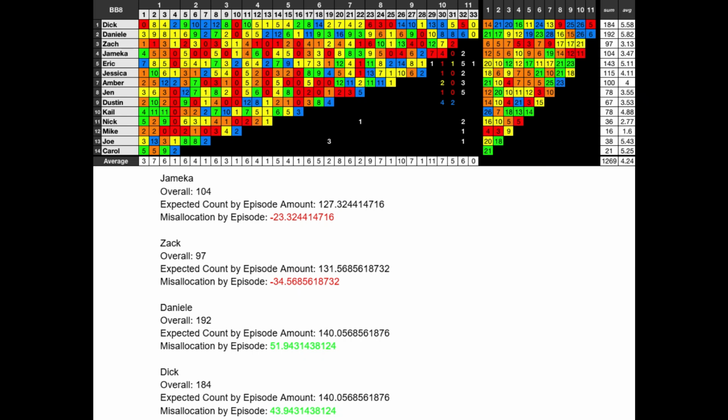Jamaica received 104 diary rooms in the season, and her expected count by episode amount is 127, causing her to have a negative 23 misallocation amount, which causes her to be under-edited. But she is not the most under-edited.